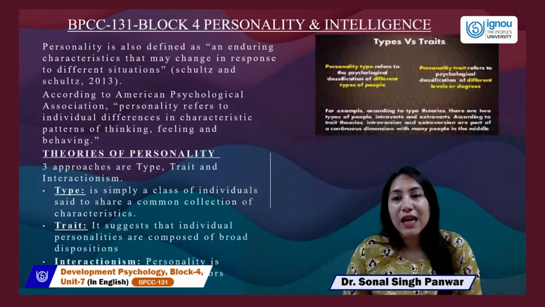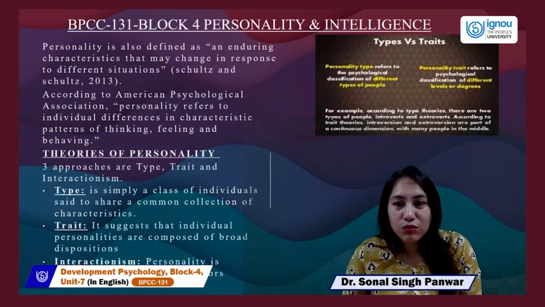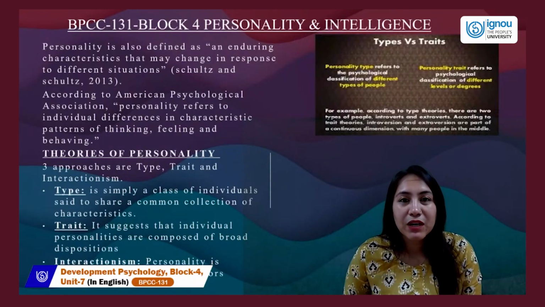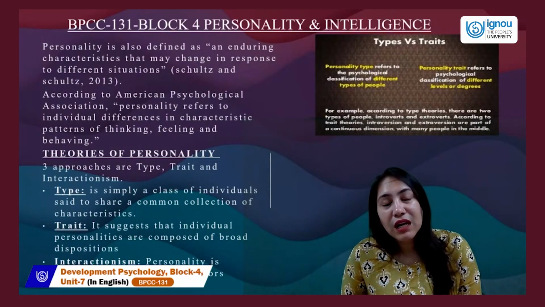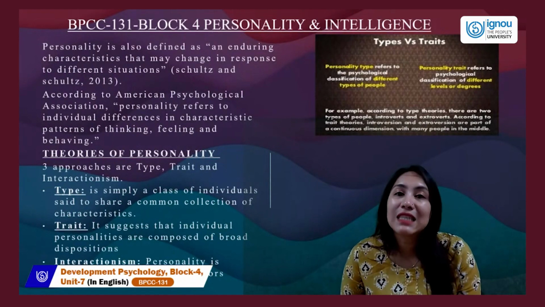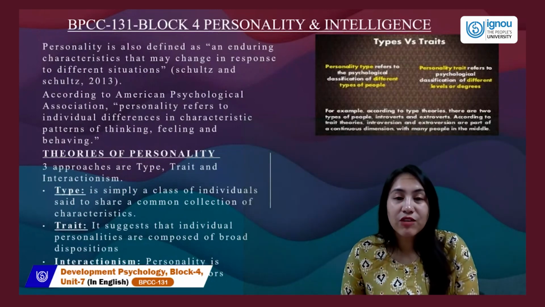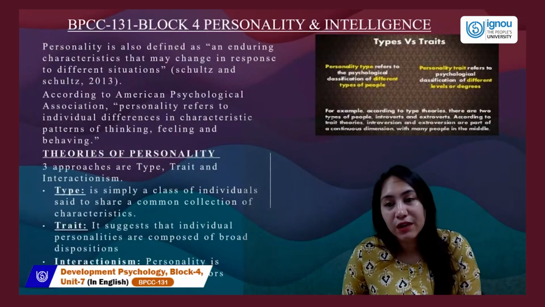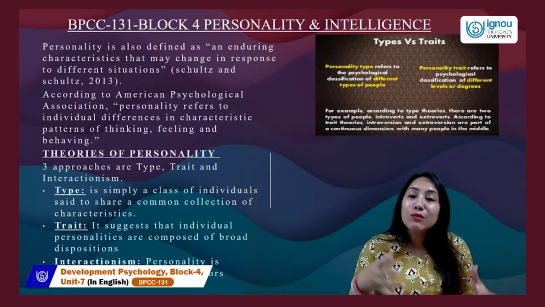Let's differentiate between the type and the trait. See, the type refers to psychological classification, which says that different people are classified together on the basis of their similarity. Trait is psychological classification on the basis of difference in levels or degrees. So we classify people as unique on the basis of how different they are from each other. And type is classifying them into categories on the basis of how similar they are to each other.